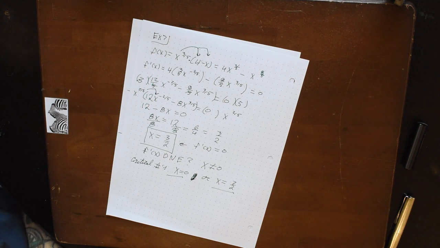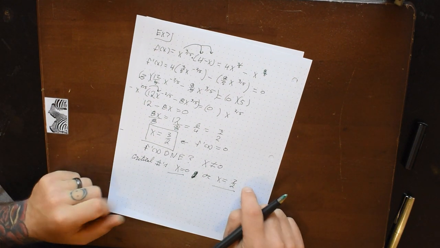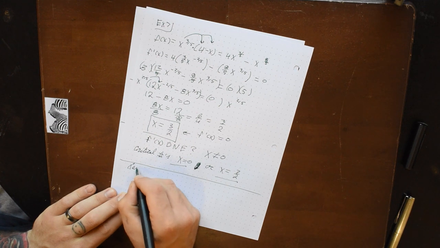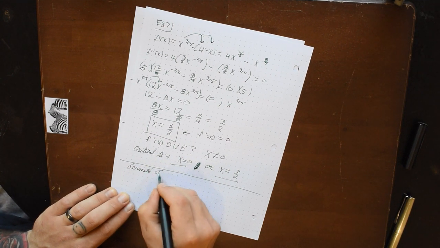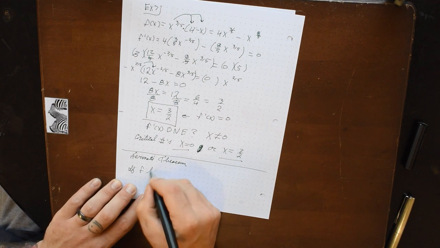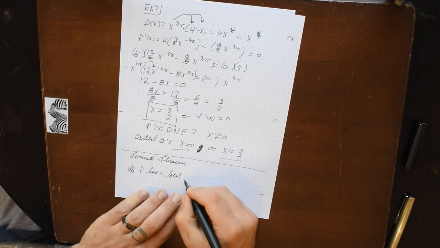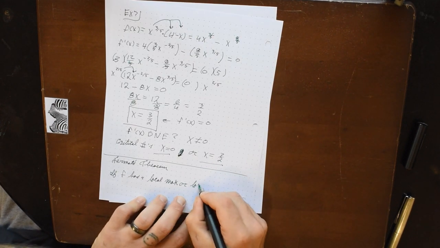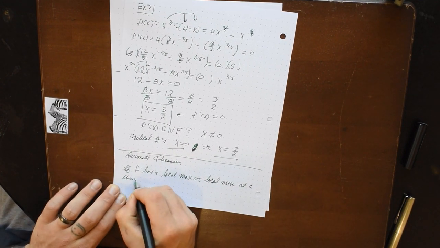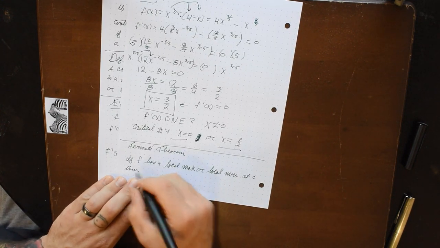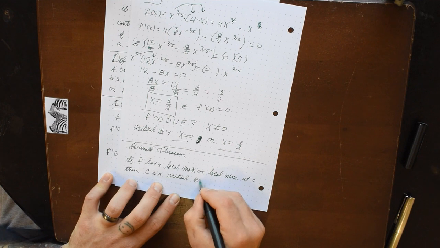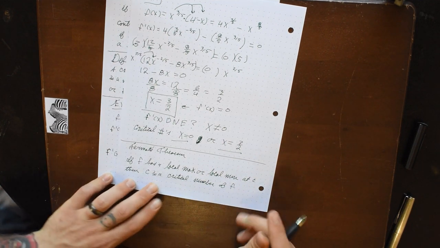So, in terms of critical numbers, Fermat's theorem can be rewritten as: if f has a local max or local min at C, then C is a critical number of f.